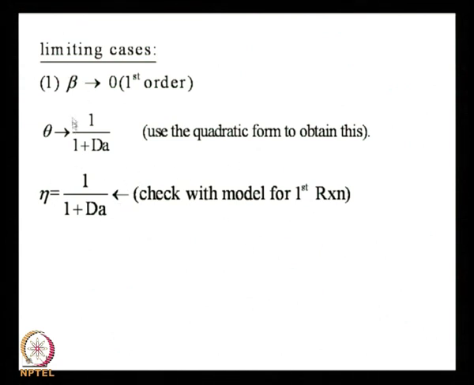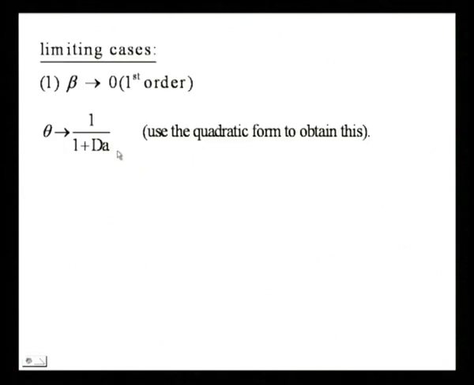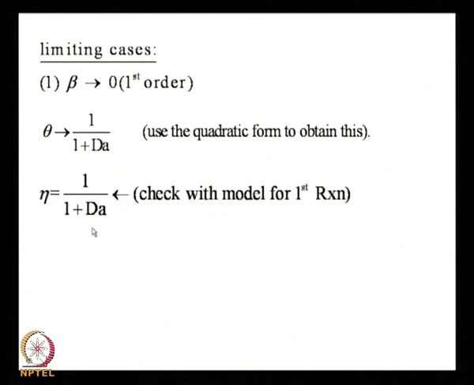So, theta for this case, beta going to 0, that is first order, it goes to 1 over 1 plus dA, and the eta therefore comes out to be 1 over 1 plus dA. Here, if you put beta equals 0, eta is simply equal to theta. So, your theta goes to 1 over 1 plus dA. How do you get that? You can put it in the quadratic form and get this, and eta will be 1 over 1 plus dA again, because it is equal to theta.